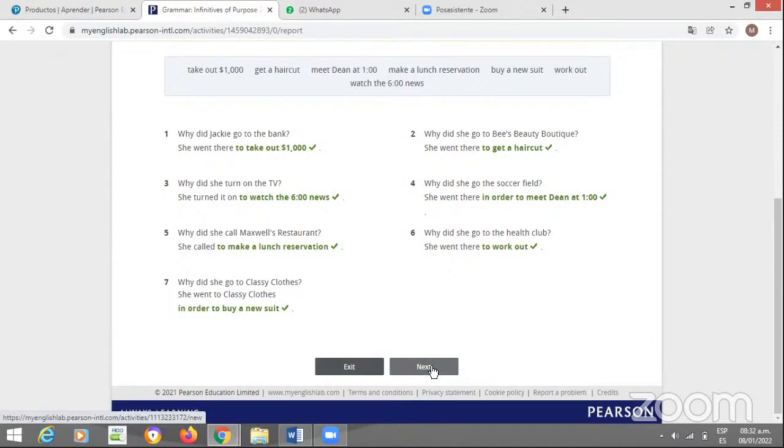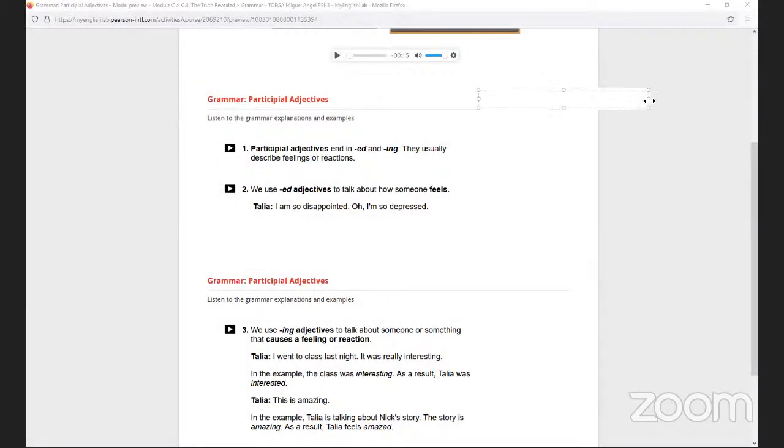So now I will share my screen with you. Now we will see the third grammar. On Monday, we will see the second one. The third now is participial adjectives. So what do we have here? We have two kinds of adjectives. When we talk about participial adjectives, we talk about two ways of ending. The first one is when an adjective finishes in ed, and the second one ends in ing.